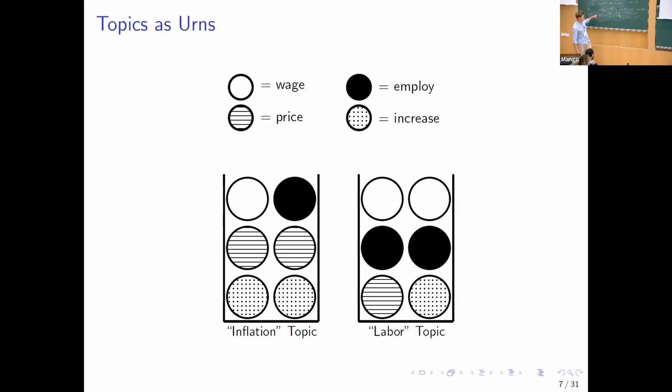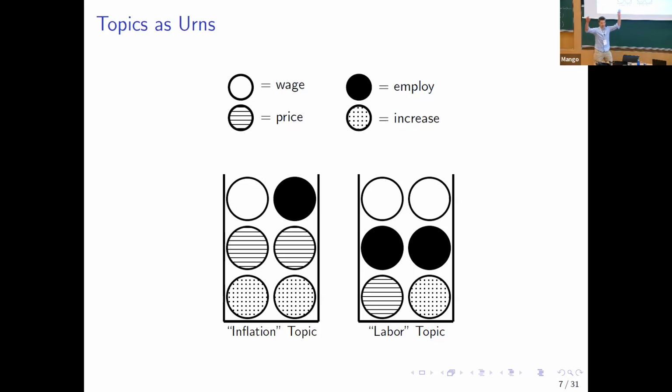So that's what I mean by a factor. It's a multinomial distribution over the vocabulary space. The second topic, this labor topic, is just going to have the complementary probabilities across the balls. So it's 1/3, 1/6, 1/3, 1/6. There are 2 different distributions that represent 2 different topics.